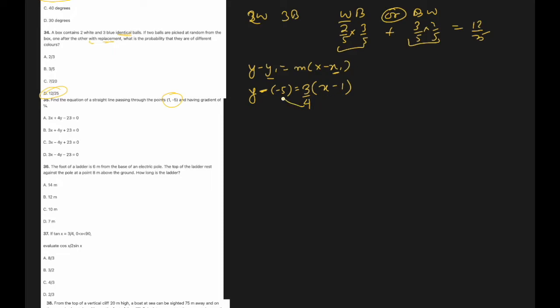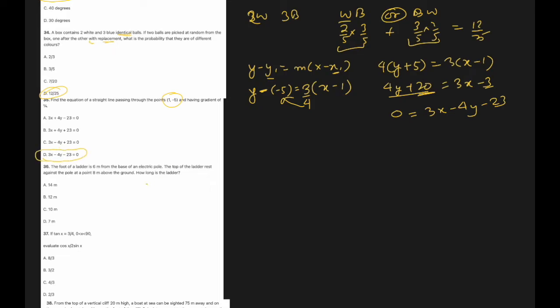And now just cross multiply here. So we get 4 times (y plus 5) and 3 multiplied with (x minus 1). So we are getting here 4y plus 20 equal to 3x minus 3. In our options, 3x is positive in all four. That means these two need to move to the right side. 0 equal to 3x minus 4y. This will become minus 20 and we have already minus 3, so minus 23. 3x minus 4y minus 23 equal to 0. This is the equation.